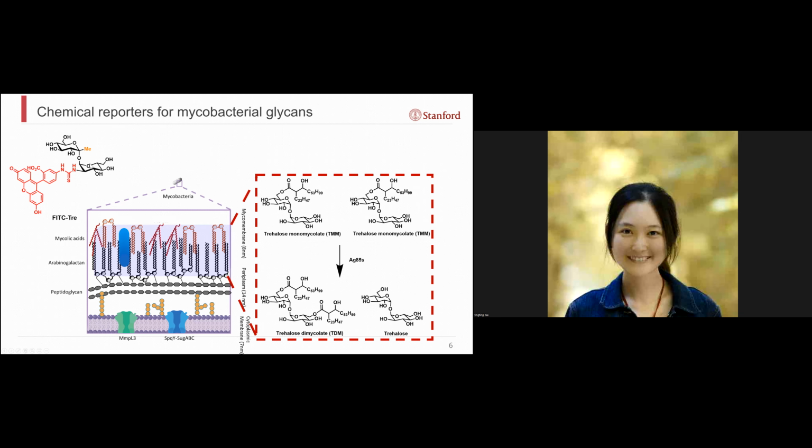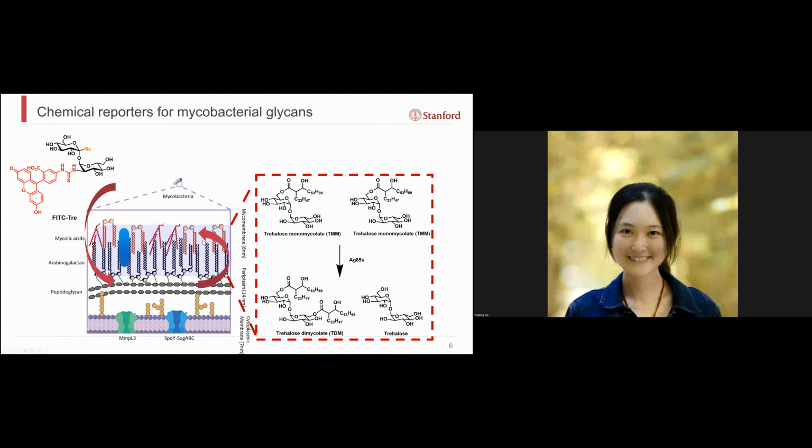Based on these building blocks, people have synthesized analogs of the natural sugar called trehalose, and they attach a fluorescent dye onto the sugar. Supposedly, these sugar mimics will mimic the behavior of the natural trehalose monomycolate and be incorporated into the cell wall layers using the same biosynthesis pathway. So this has been a very popular method to label the bacterial cell wall and study the bacteria.